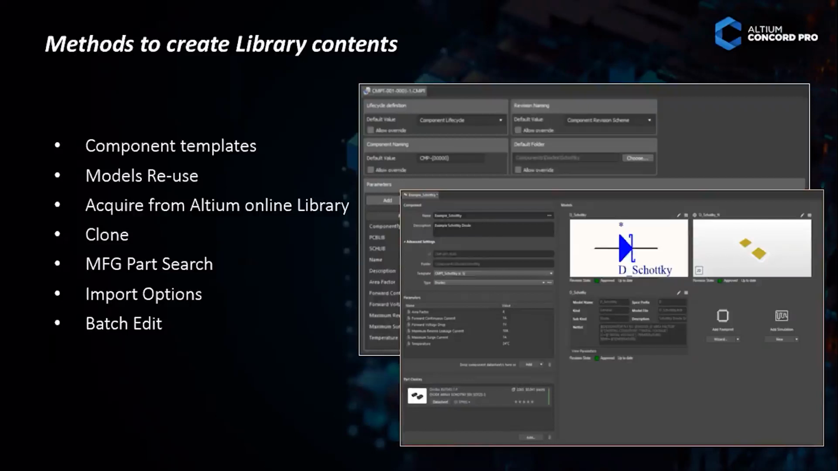And from the manufacturer part search, you can search the component. If it is available, then you can import the parameters, like the import option is there. Only the parameters if you want, you can import, or the complete library also you can import. The import option is there. And batch edit. In a single shot, you can create 1,000 resistors, only the value will change. So like that, we have a batch edit option also. I'll show you that during the demo.